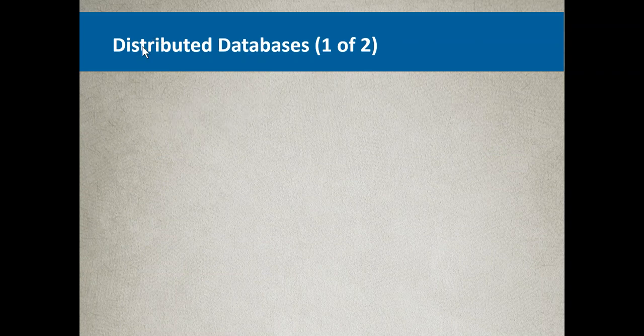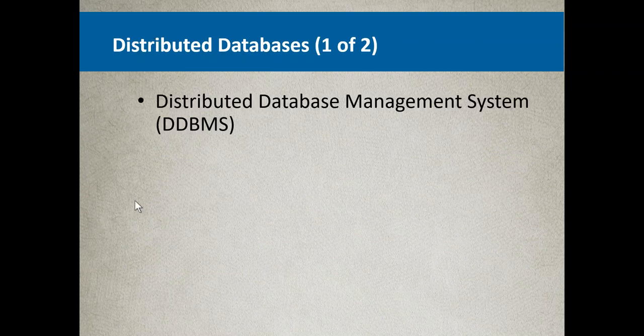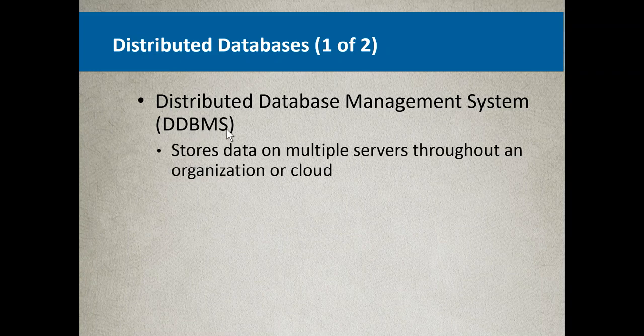All right, let's look at distributed databases. Now, distributed just means that it's in multiple locations, but it's still a database management system. So it stores data in multiple servers throughout an organization or cloud. Depending on the structure and the type of data and where it lives, they may do this for a couple of reasons. For speed, because it's being accessed all the time. You've got people accessing it at one geographic location compared to another. So it might be for speed.